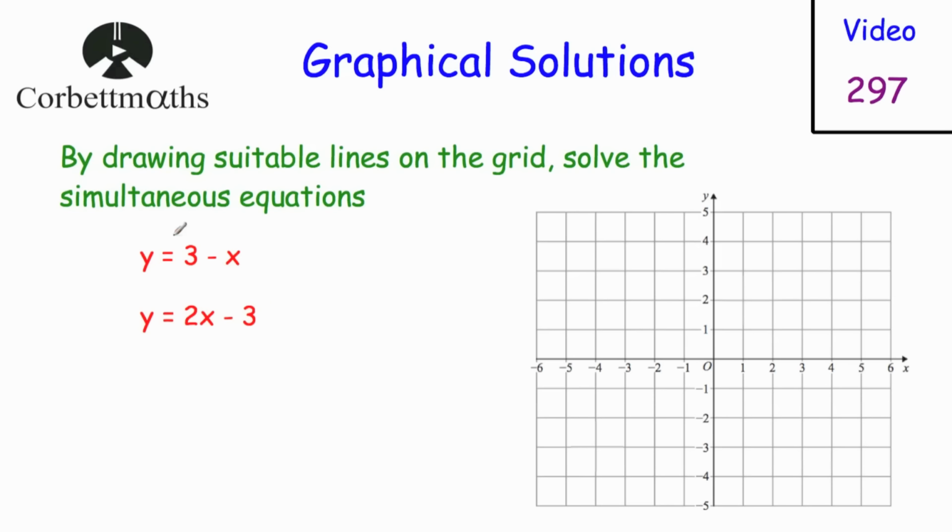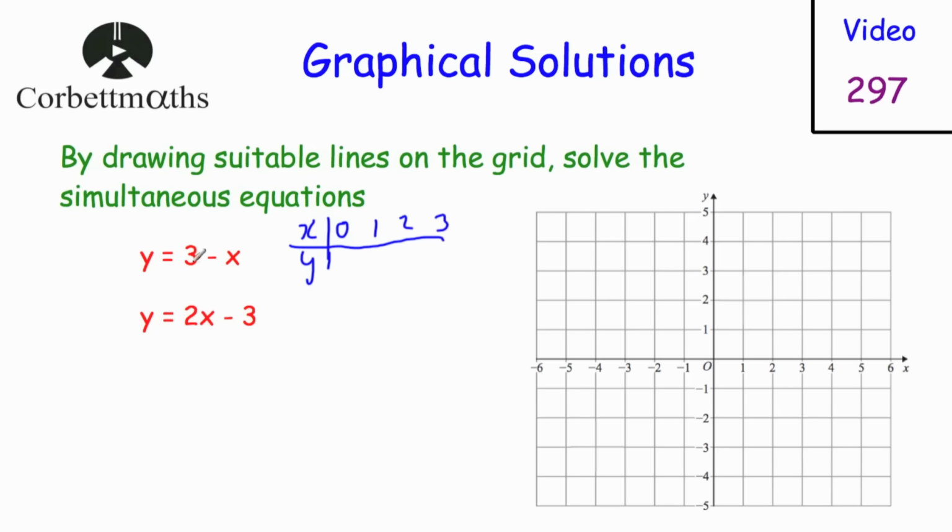So let's first of all draw the graph for y equals 3 minus x. To draw this graph, I'm going to draw an xy table, so it's x and y, a little table like so. If you need a recap on this, go to Corbettmaths.com and go to linear graphs, and there'll be a topic called drawing graphs using xy tables. I'm going to choose some values for x, so 0, 1, 2, 3, and work out the values for y.